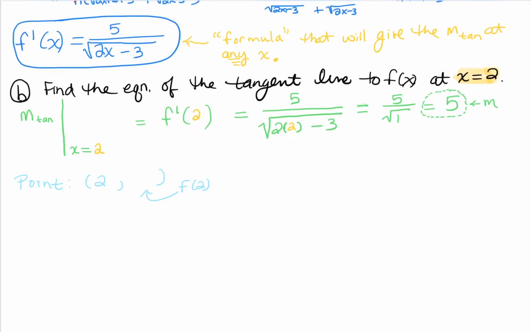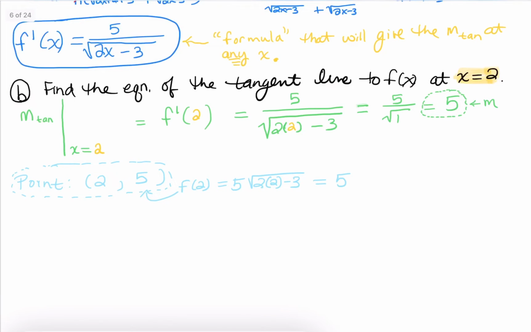So whenever you need the y-coordinate, you're going to the original, not to the derivative. The derivative is how you get the slope of the tangent line. The original, just like always, is where you're going to get your y-coordinate. Now, coincidentally here, they're the same, but in general, that is not true. So there's my point.